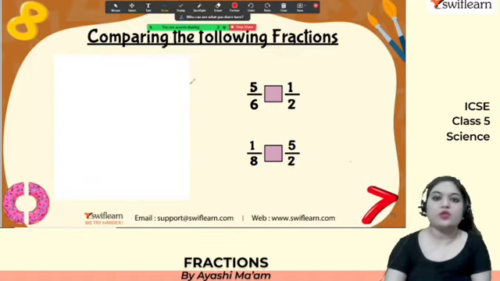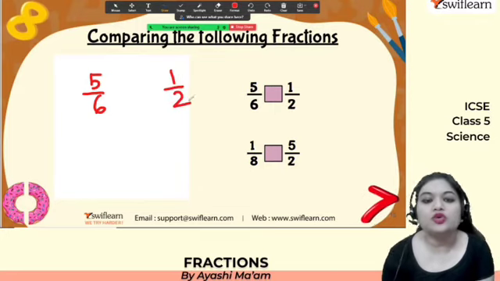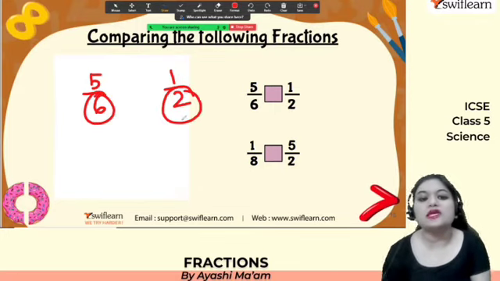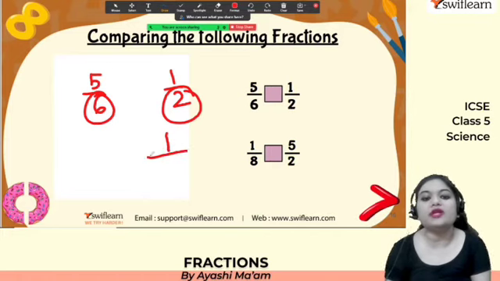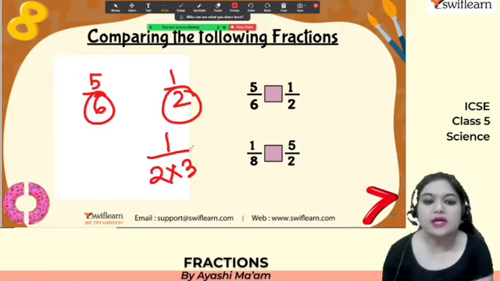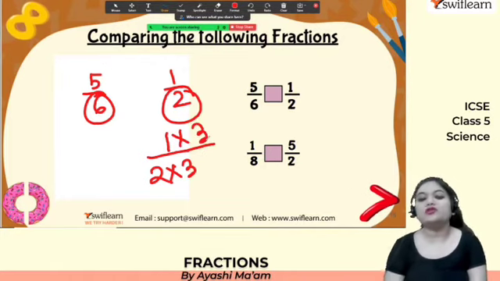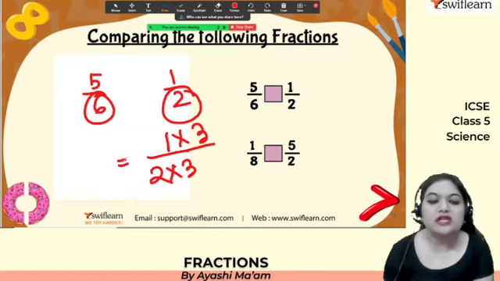Let's do the second one now. So we have 5 by 6 and 1 by 2. So we can turn this 2 into 6. How? By simply multiplying the denominator by 3. Then it will be a 6. 2 times 3 is 6, and because we multiply the denominator by 3, also multiply the numerator by 3, then you will get the fraction as 3 by 6.